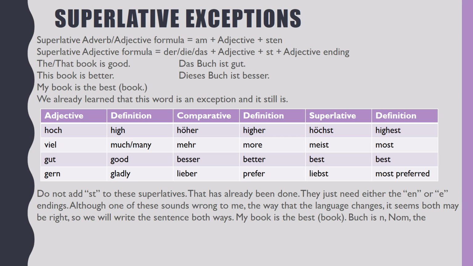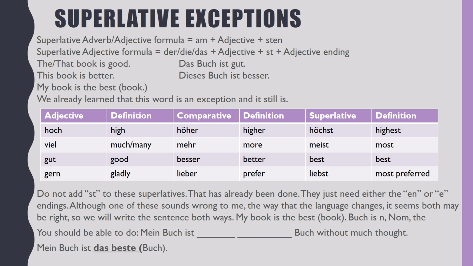So we will write the sentence both ways. My book is the best book. Buch is neuter, nominative, the word. So you should be able to do mein Buch ist blank blank Buch without much thought. This is similar to our previous example with the fastest car. In the end, you will end up with mein Buch ist das beste Buch, or mein Buch ist das Beste.